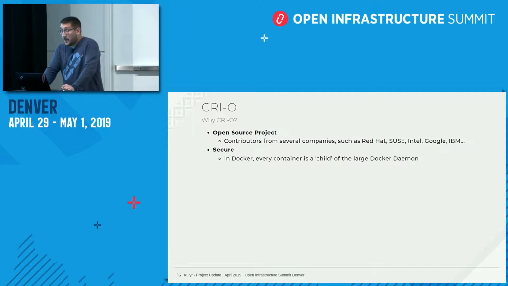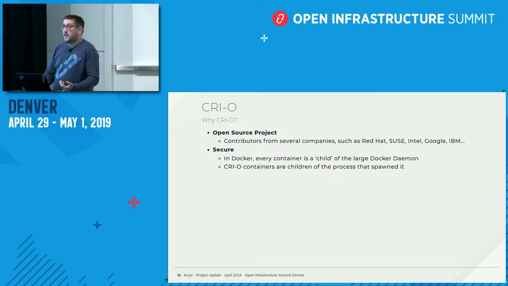One of the things that we really liked is in terms of security, because in Docker, every container is a child of the large Docker daemon, but CRI-O containers are children only of the process that spawned them, and that could be done by just a user.